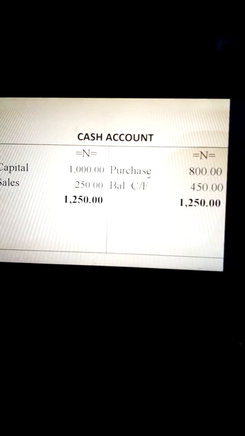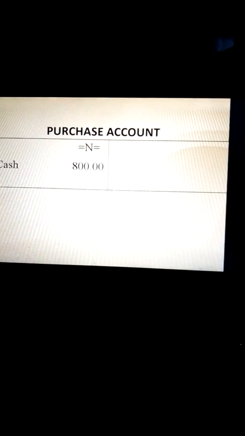So purchase therefore has to credit cash account, and so we are crediting cash account, as you can see here, 800 naira, and we go to the purchase, which is the next account. We debit purchase 800 naira.